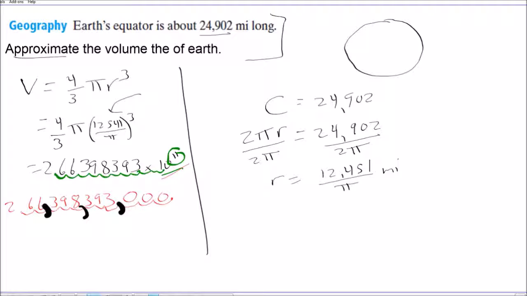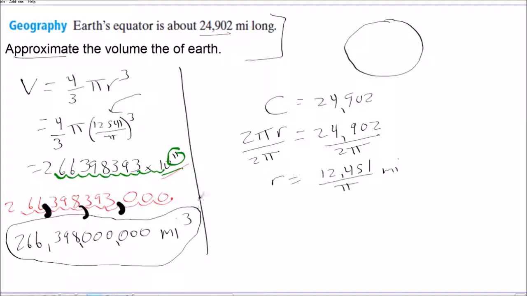So I think a little bit of rounding is probably in order in a question like this. I think I'm going to round it to the nearest million. So that'd be 266,398,000,000. And what are the units? Cubic miles. Okay, that is the approximate volume of the Earth.